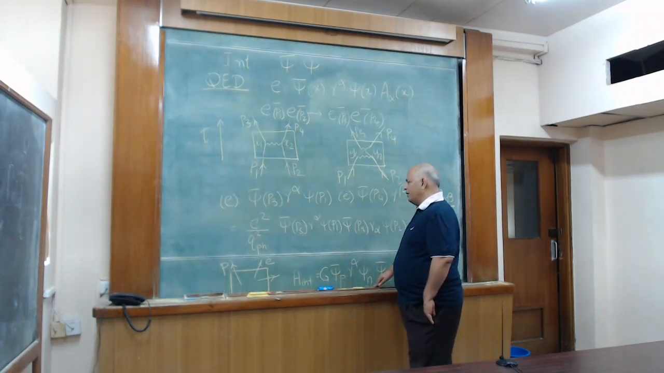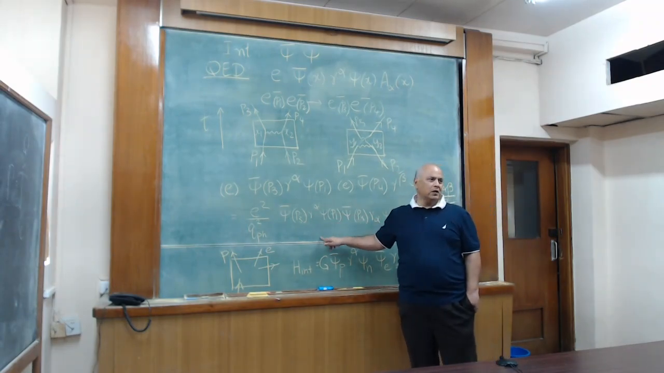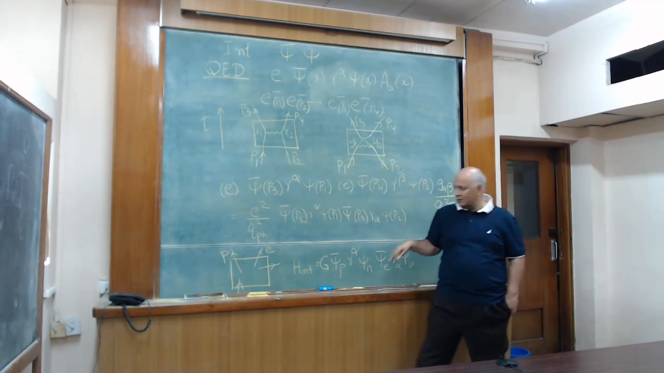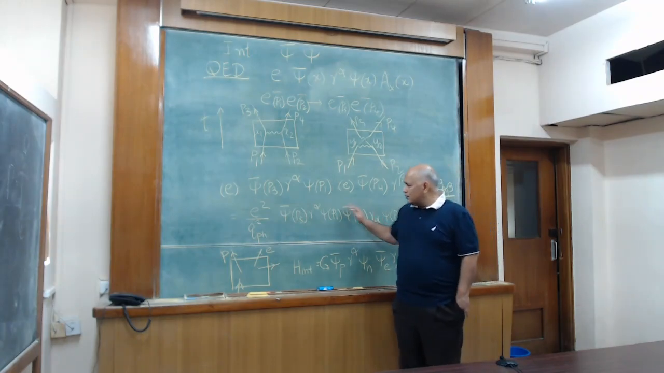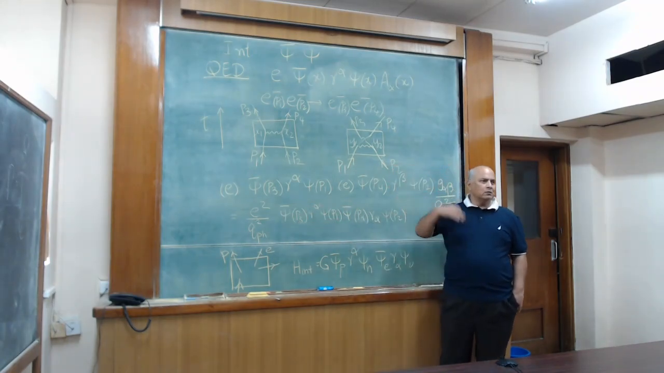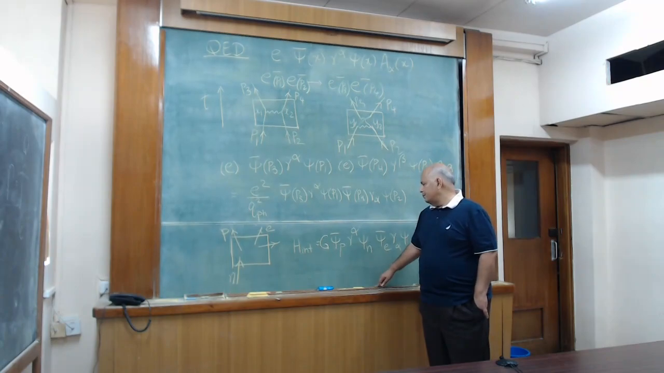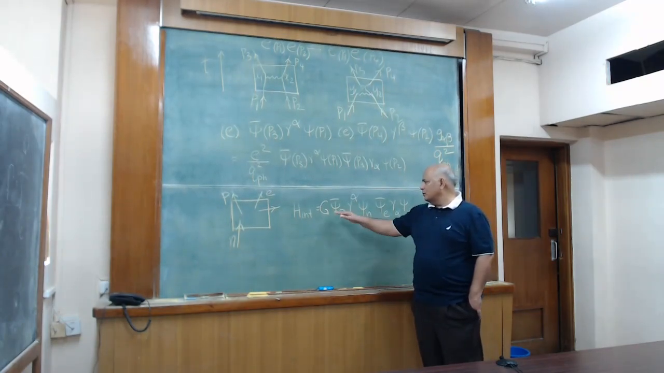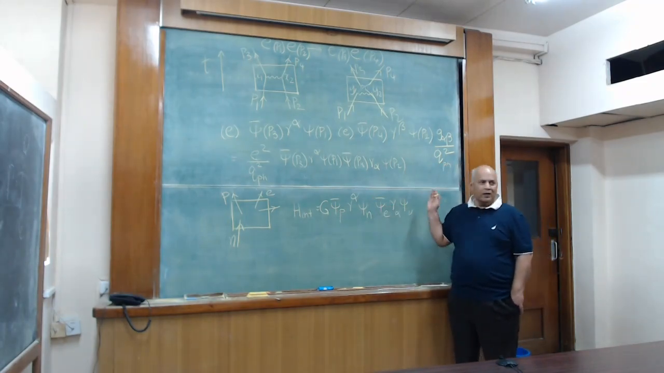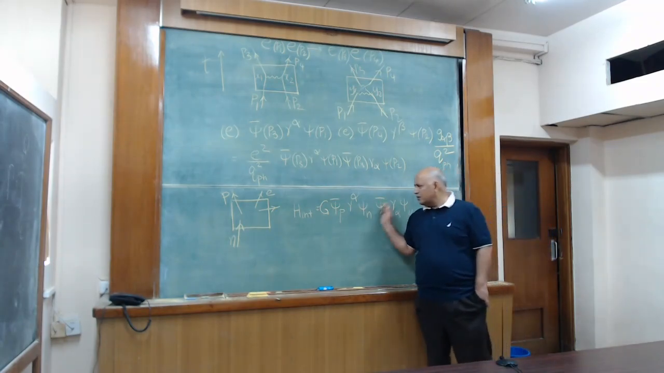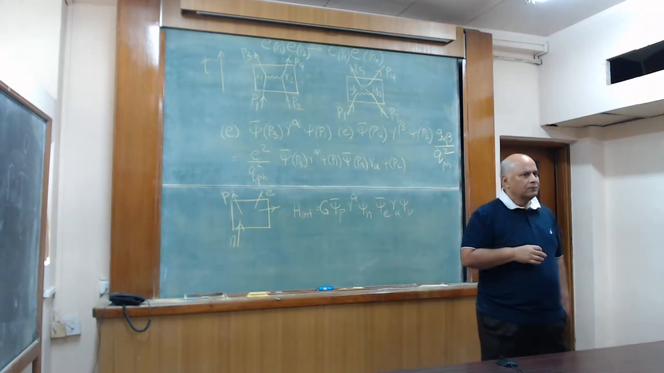And according to the same argument, I have ψ̄ψ with dimension 3, another ψ̄ψ with dimension 3, so 6, and G has dimension minus 2, so the effective dimension is 4. So this effective electron-electron interaction also has dimension 4. Same thing here: ψ̄ψ dimension 3, ψ̄ψ dimension 3, 6, and this is dimension minus 2, so effective dimension 4.